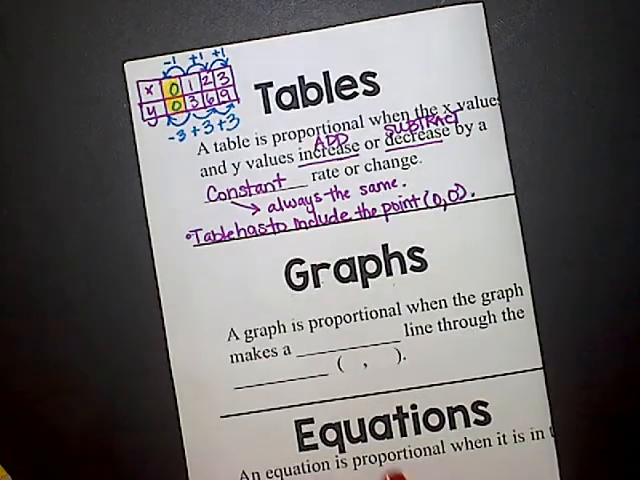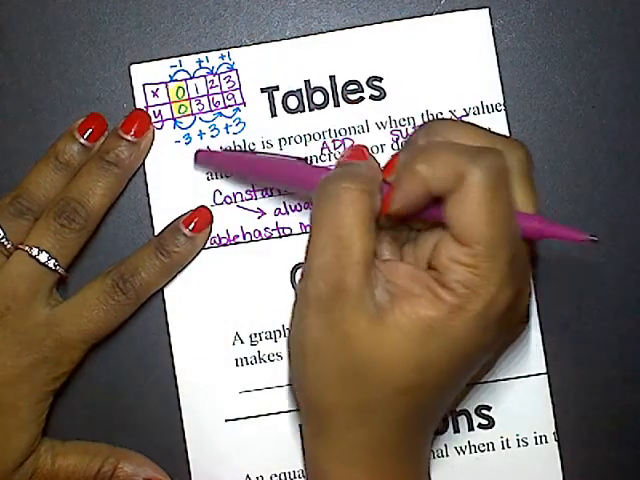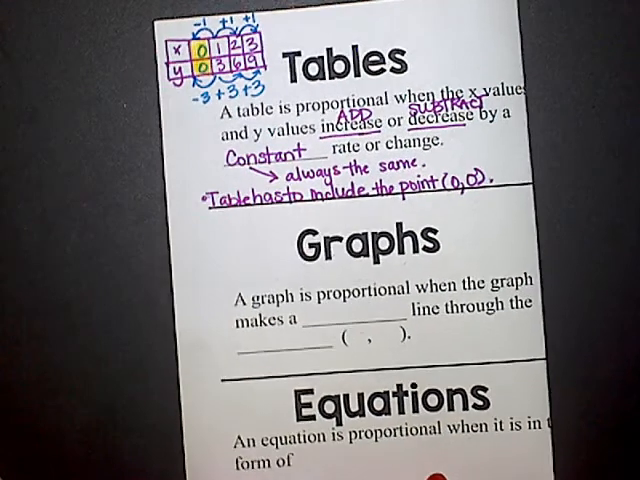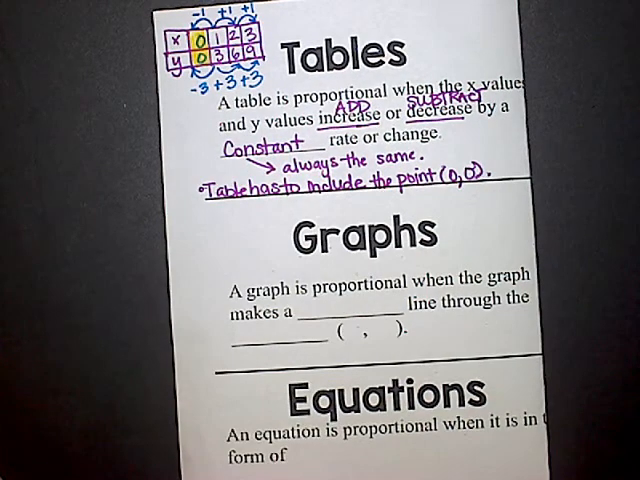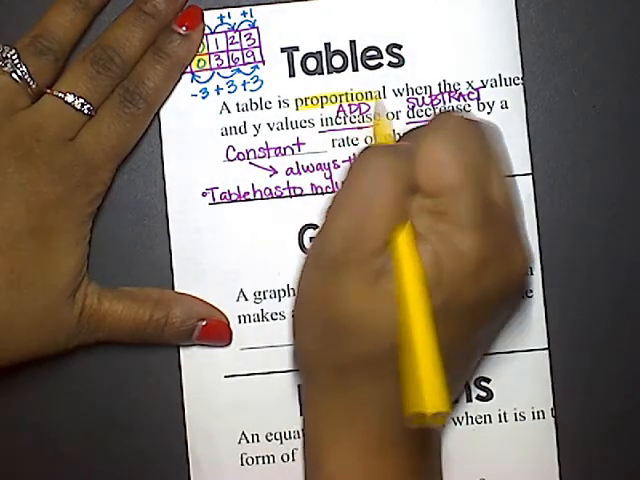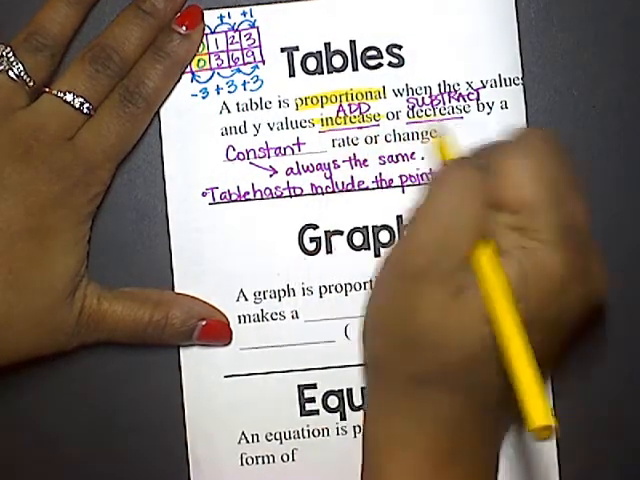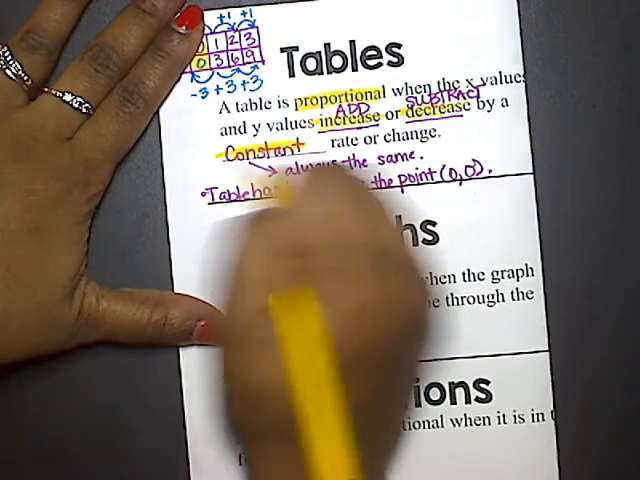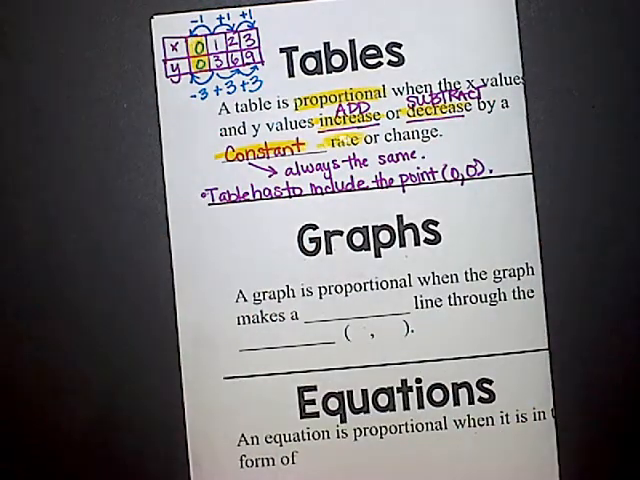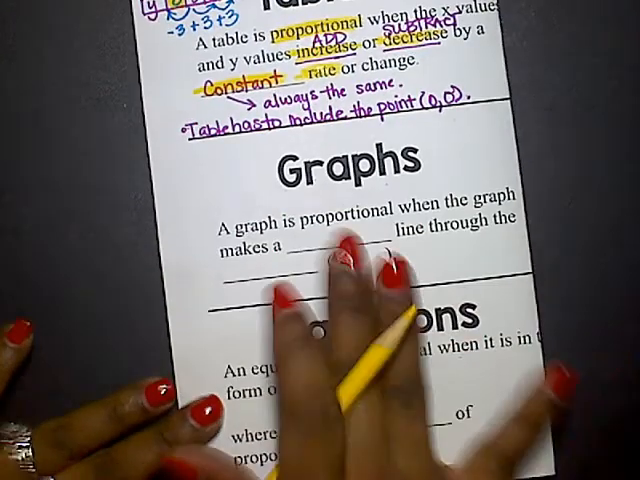It's so important. So again, if it's increasing by the same number and decreasing by the same number, in your x and in your y, it is constant. It's proportional. Okay. So remember the words we're looking for that we want to use: proportional, increase, decrease, constant. Okay, a constant rate. So those are the important words we're using. So now let's look at our graphs.